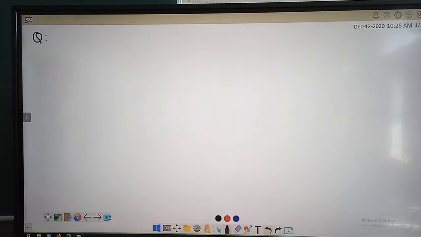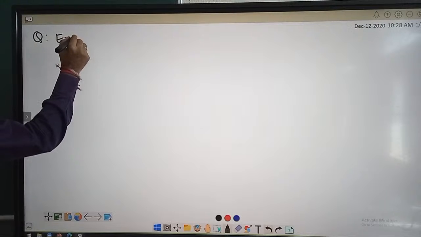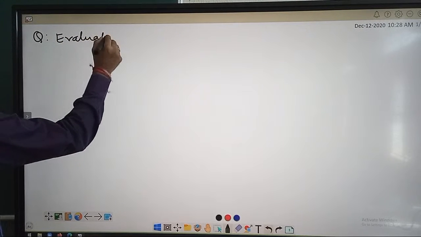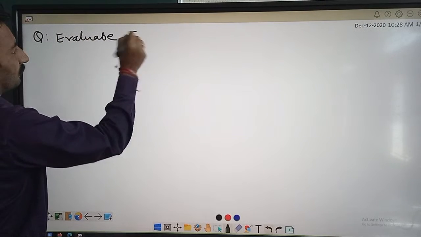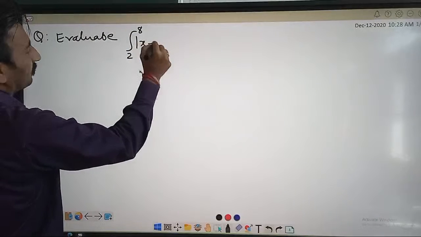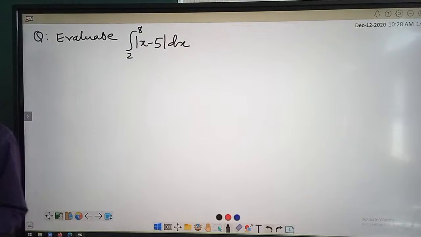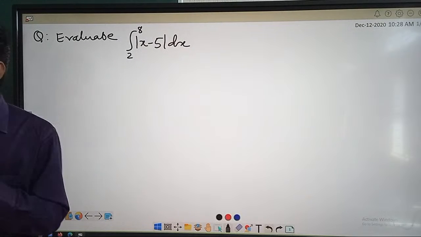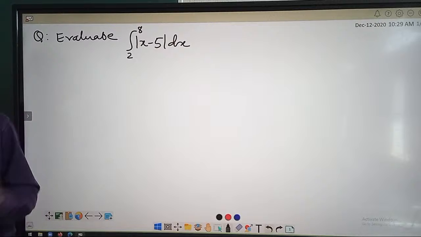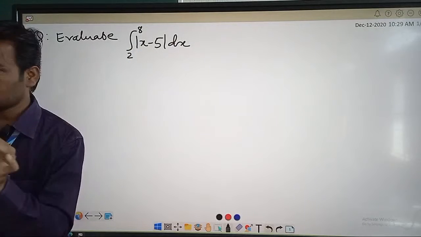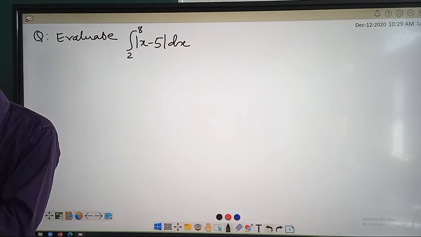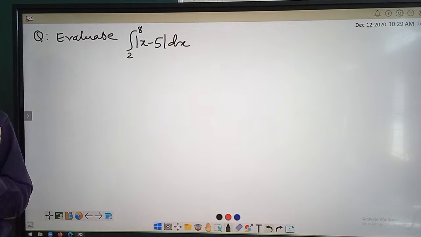Evaluate the integral from 2 to 8 of modulus of x minus 5 dx. In the last class I told you that you need to find the point where it becomes 0. If I take x minus 5 equal to 0, I get x equal to 5. So 5 is the critical point for this one.